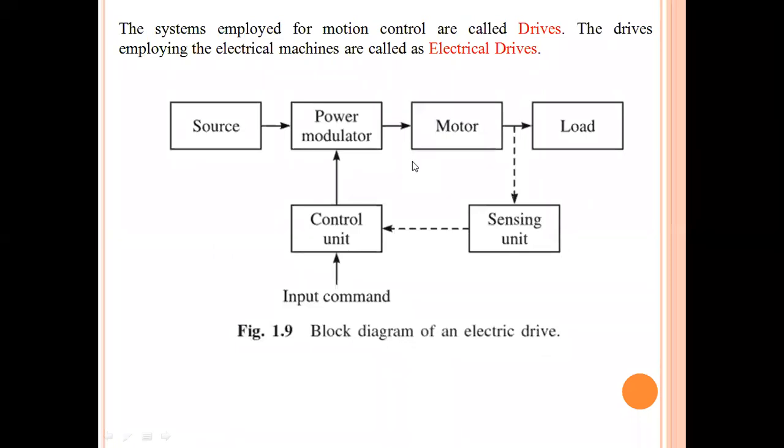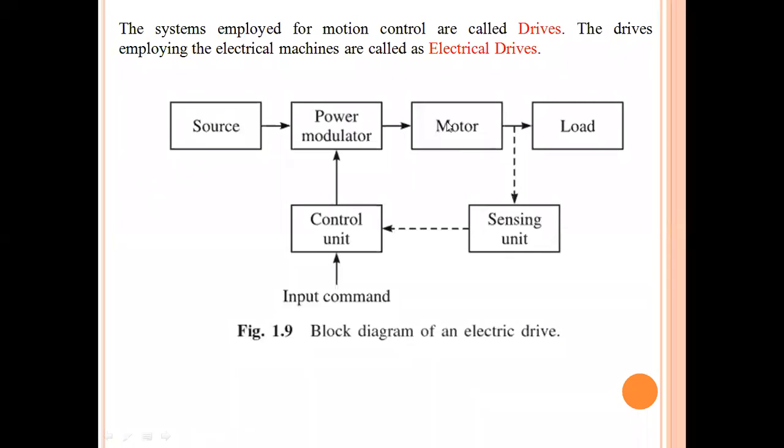So this is the block diagram of an electric drive. Here we have a source block, power modulator block, motor block, load block, as well as sensing unit and control unit. Total 6 blocks are there. This source block represents the input availability, which means AC source or DC source. If it is an AC source, then we will have a single phase AC or 3-phase AC.